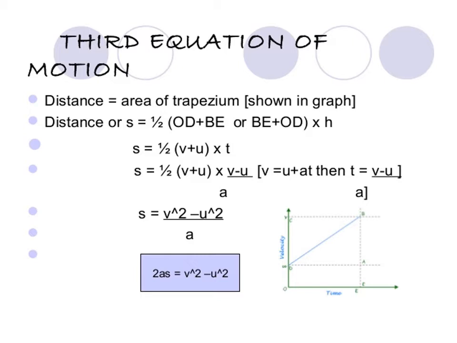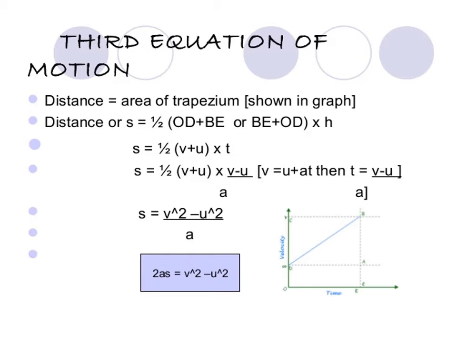Now, what is the formula for a trapezium? Half into the sum of the lengths of the parallel sides into the distance between the parallel sides. That is half into OD plus BE into the distance H, that is OE. What is OD plus BE? That is V plus U. Then the distance between the parallel sides is T. So half into U plus V into T.